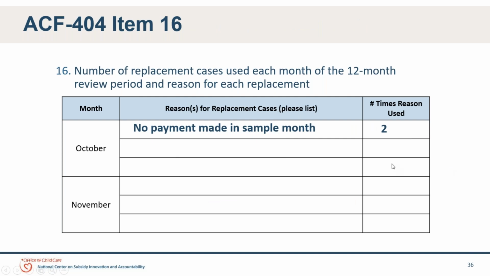So you can see in this example, I've just said that in October there was no payment made in the sample month, and that reason was used twice.